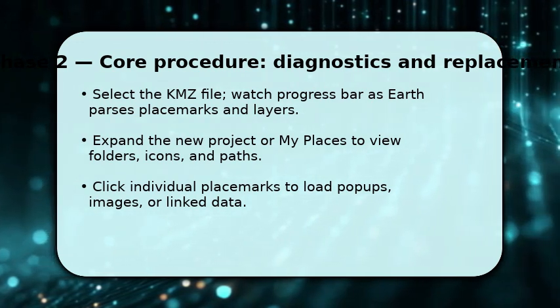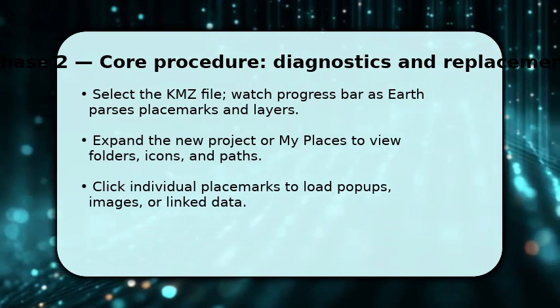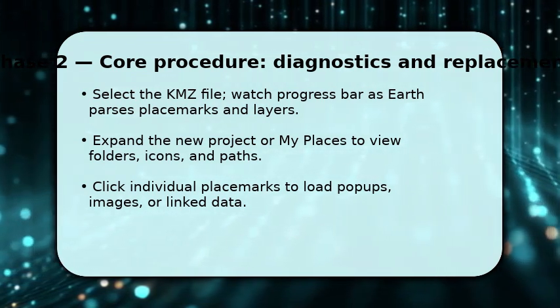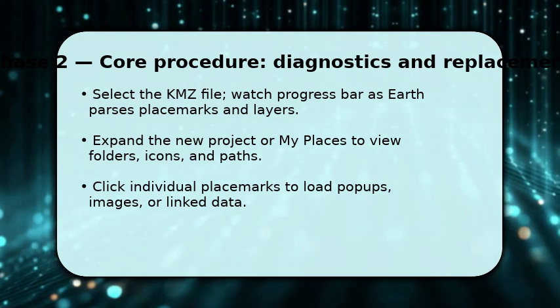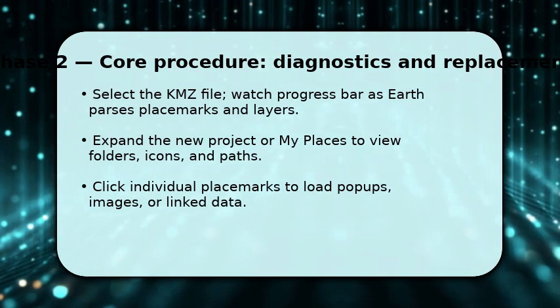Click each placemark to open its pop-up. This reveals descriptions, images, or links embedded in the KMZ. If you need precise positioning, use the ruler tool to measure distances. If visuals seem off, toggle the overlay opacity.